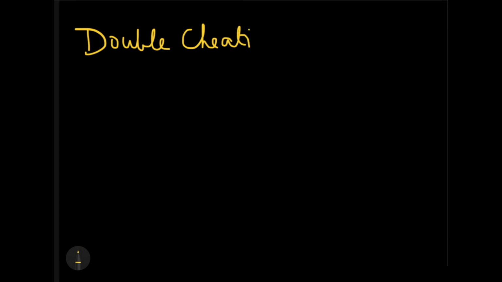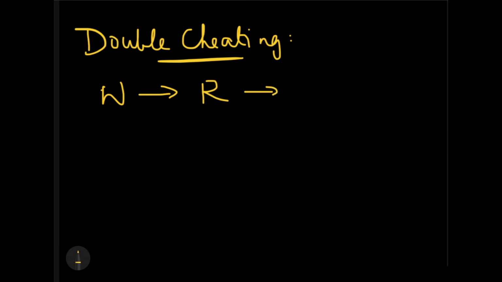Now, what is double cheating? When we have questions of 3 levels. 3 levels means, let me give you an example. Example is wholesaler gives it to the retailer and retailer gives it to, maybe you can say, the customer who purchased. Okay, so there is a 3 level here.